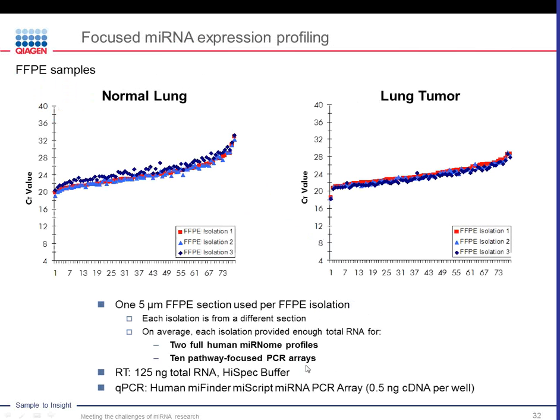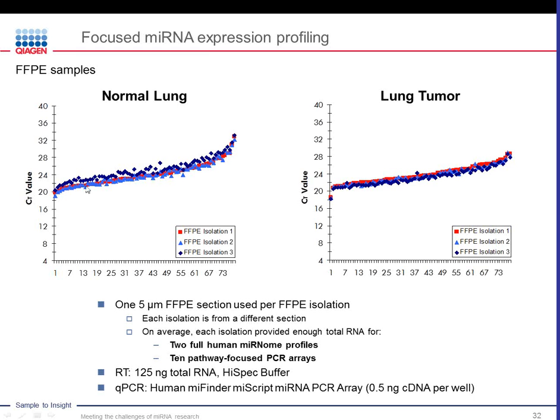So now let's talk about a few application examples. First off, we'll take a look at a focused microRNA expression profiling experiment. For this, we used FFPE samples. The RNA was isolated with the miRNeasy FFPE kit. cDNA was synthesized with the miScript II RT kit. And for qPCR, we used the human miFinder PCR array. The miFinder is a great starting point. It collects the 84 best expressed, best characterized microRNAs into one plate.